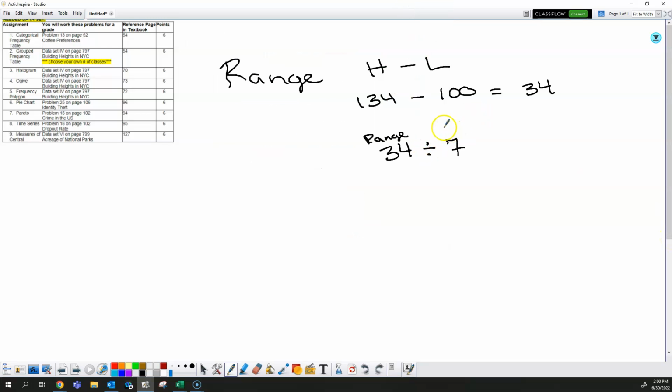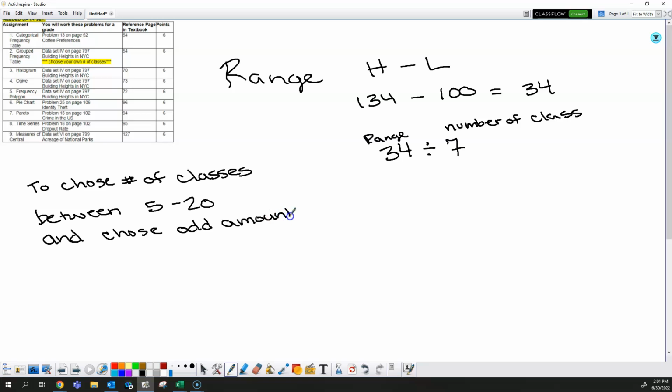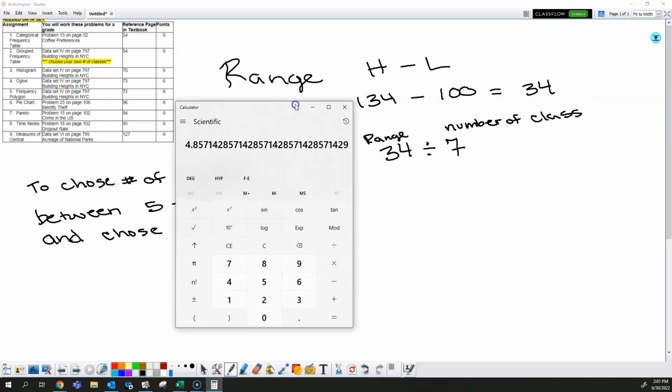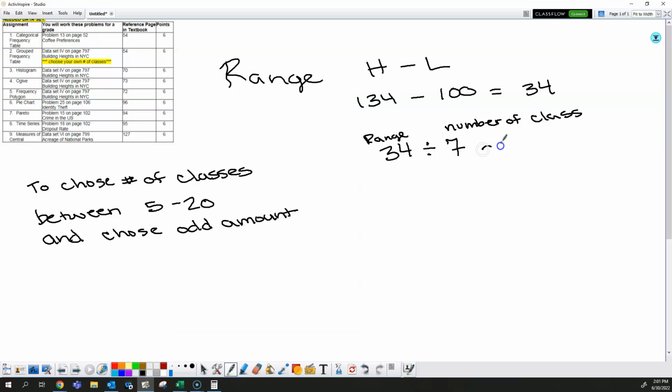Take your range and divide it by the number of classes. How did you find your classes? You chose them. So for mine, 34 divided by 7, I straight take the calculator and say, what is 34 divided by 7? And I get this decimal answer. We want classes to be a whole amount. We don't want a decimal amount. So I'm going to write down for my notes 4.857, squiggly line because that is a rounded number.